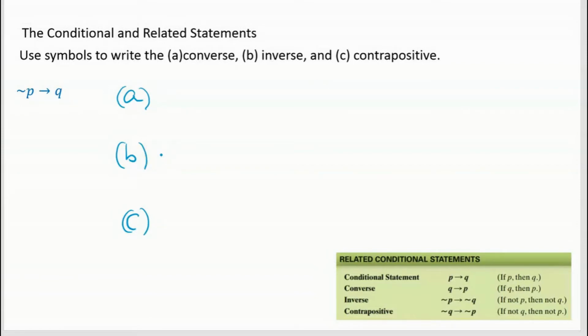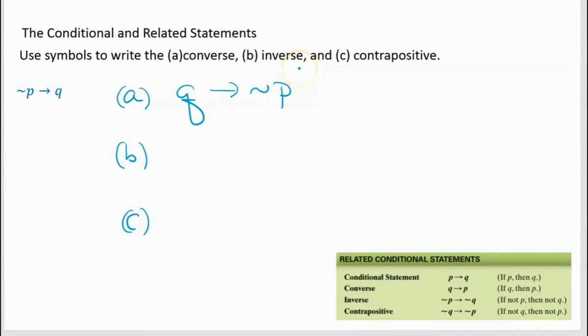Okay? So the converse, again, is, and I put the cheat sheet right down here at the bottom, you reverse the order. Okay? So Q implies P this time. So our P in our particular problem is not P, right? So Q implies not P. So all we did was reverse it. That's what the converse is, reverse. Okay, converse is reverse.